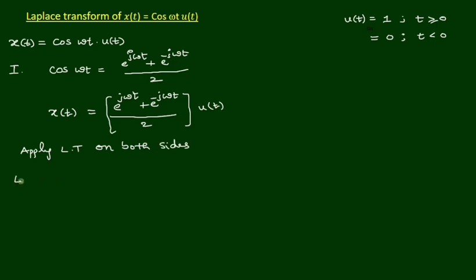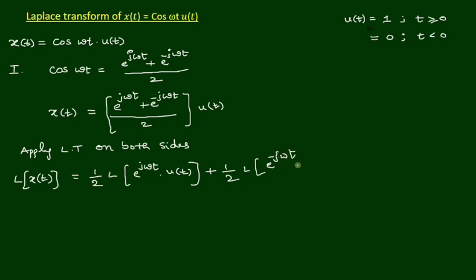That gives the Laplace transform of x of t equals, rearranging this equation, 1 by 2 Laplace transform of the first exponential term, e power j omega t into u of t, plus 1 by 2 Laplace transform of e power minus j omega t multiplied with u of t. Laplace transform of x of t is x of s equals 1 by 2 Laplace transform of this function. Here u of t is there, so that indicates the limits 0 to infinity.